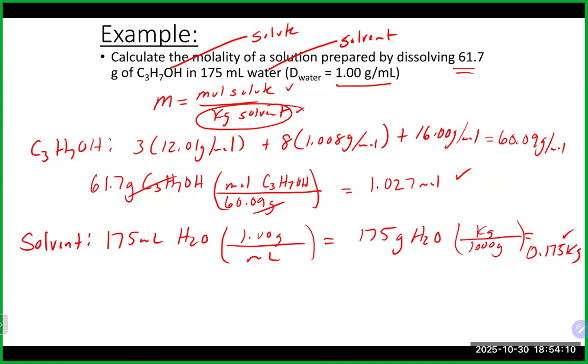So now we have our moles and we have our kilograms of solvent. That is everything that we need. So if we pop it in here, we get 1.027 moles divided by 0.175 kilograms. And that will get us here, looks like, we'll call it 5.87. Now the units here do not cancel out, so you can leave them moles per kilogram.